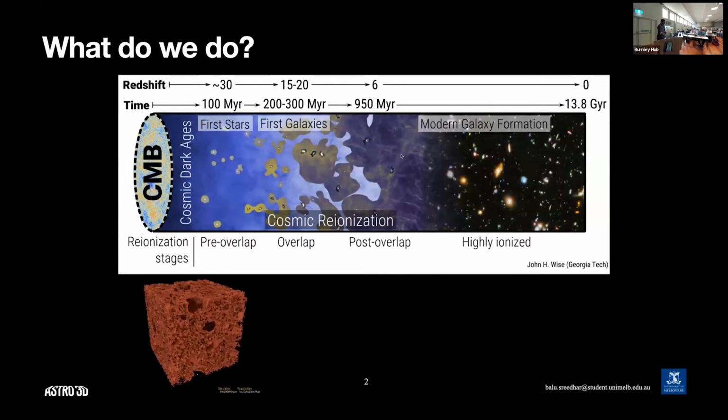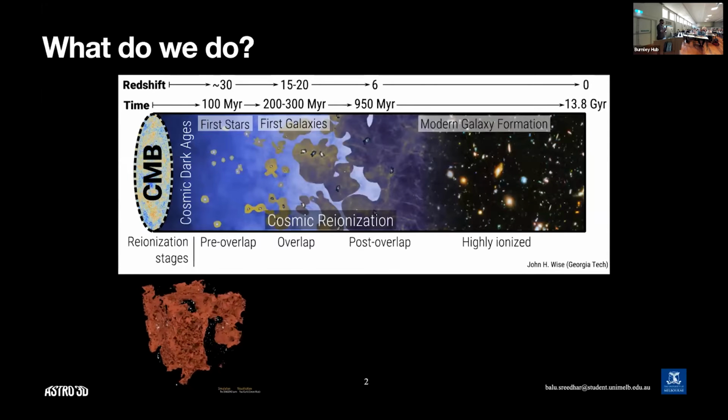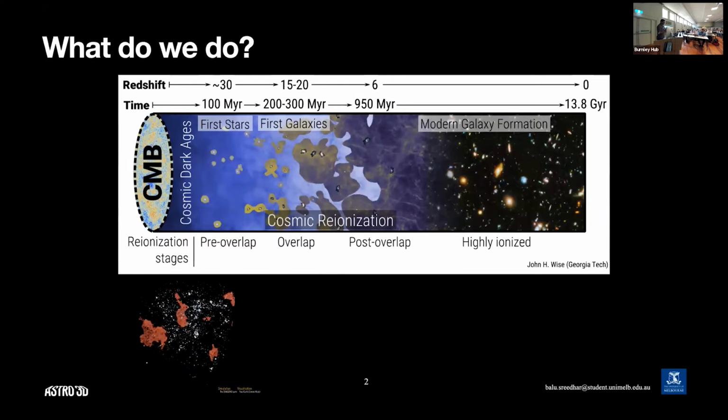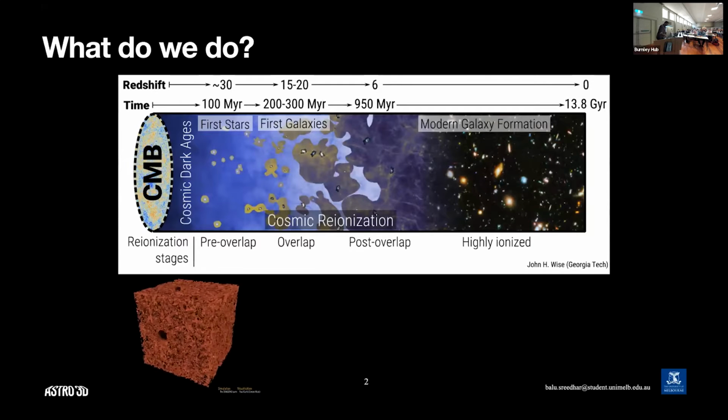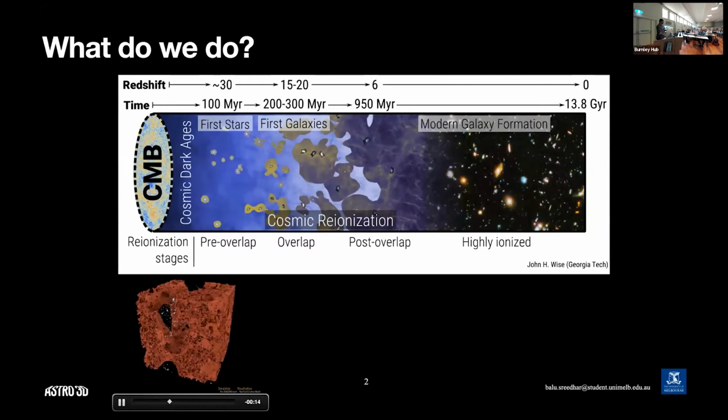So you have the first stars and the first galaxies, which form the ionizing UV photons, and they will basically knock out the electrons from the hydrogen atom. So in the early universe, somewhere between the redshifts of 30 and 6, you have the phase change of H1 to H2. And here you can see these bubble structures forming around the white dots, which are the galaxies, and the red color is the cosmic H1 gas.